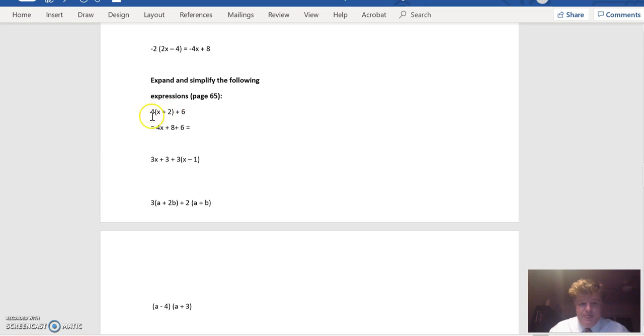And that's going to equal, there's nothing we can do with the 4x, but we can add the 8 and the 6 together. So we can get 4x, 8 and 6 should equal 14. 4x plus 14.